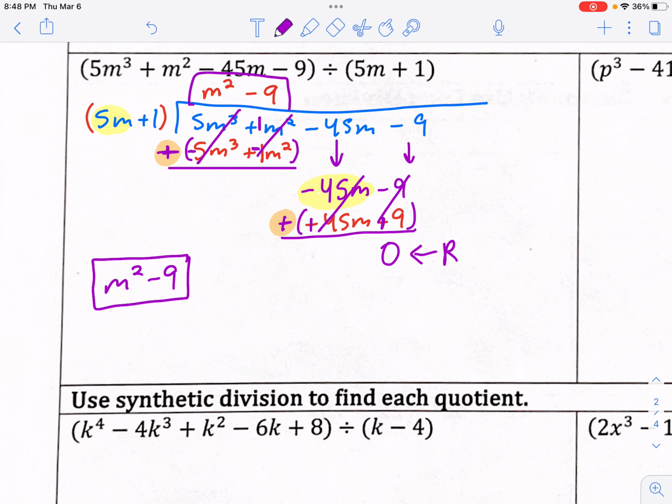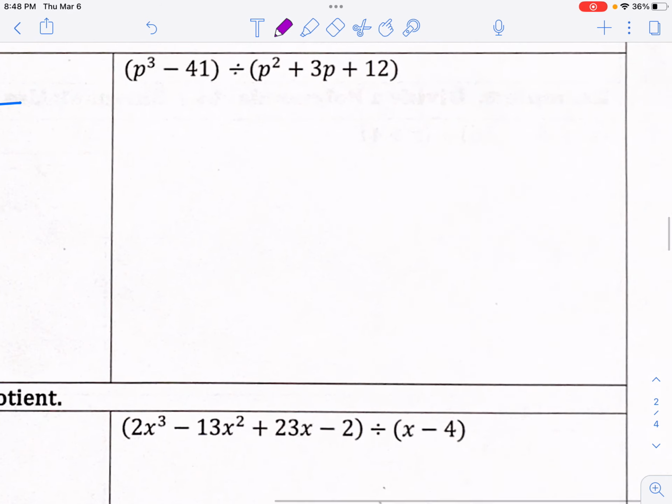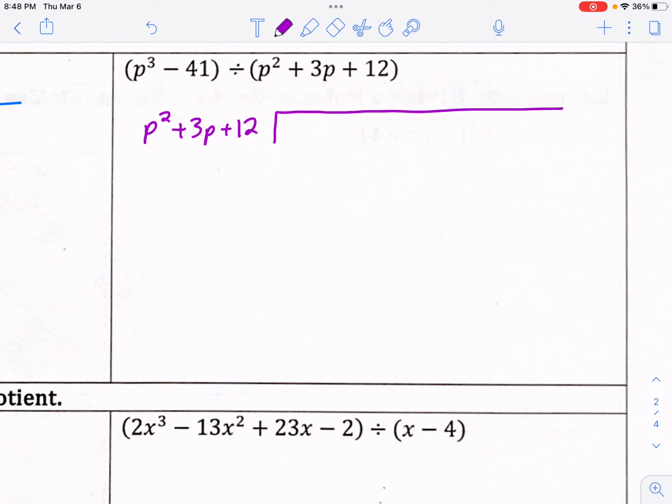Alright, so let's look at another one. That one worked out nicely. Let's see what happens when they don't cancel out every time like that. Because again, you'll get problems just like this. Alright, for our next one, I'm going to have p squared plus 3p plus 12 on the outside, and we are going to be dividing p cubed, and notice this one you do got to be careful. We're missing a lot of terms, so we're missing the p squared. And again, if you're ever missing one, you put just the 0. We're missing our linear term and that minus 41.